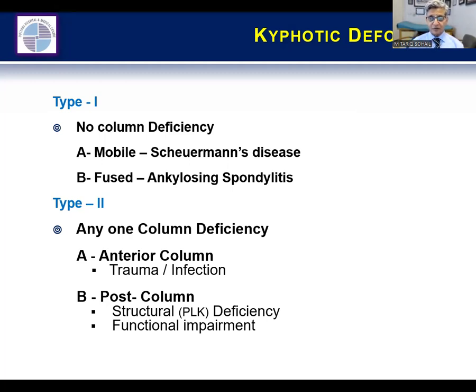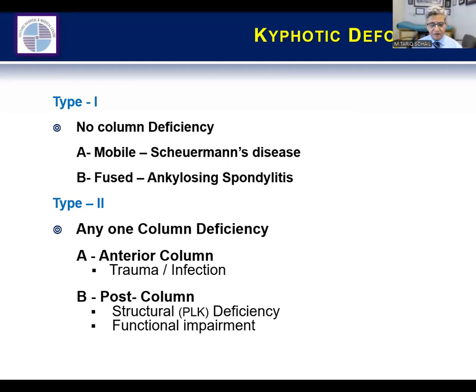Type 1 is there's no column deficiency, and type 1A is mobile, for example Scheuermann disease, and type 1B is there's a fusion, there's no mobile segment, it's a fused one, including spondylitis. But there's no deficiency of the spinal column, anteriorly or posteriorly. Type 2 deformity is there's a one column deficiency which may be anterior or posterior. Anterior is your trauma or infection, and tuberculosis comes into this type of deformity.